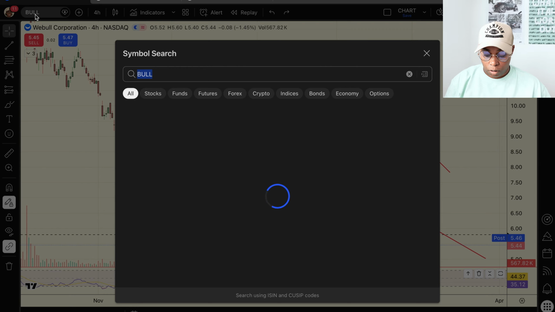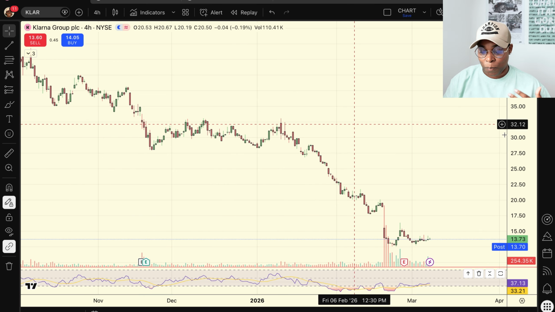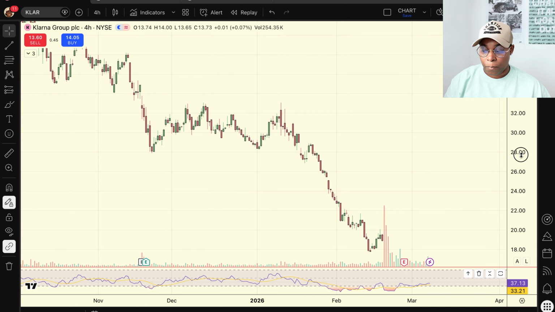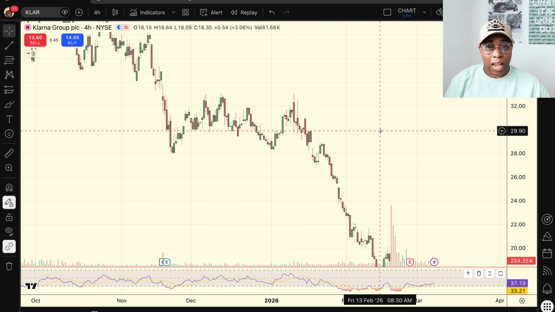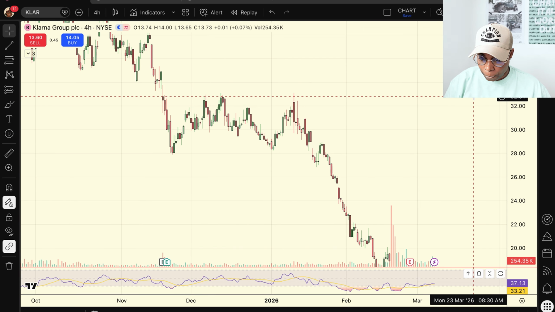So what I'm going to do is take you guys to Klarna, and yes, the buy now pay later platform. They recently went public, but I want to show you something. This is actually part of a trade that I did on Klarna, where we got a breakout from that flat trend that this thing was moving in.